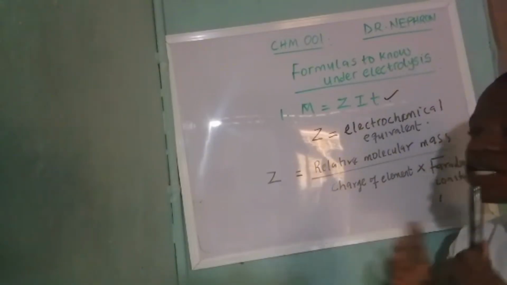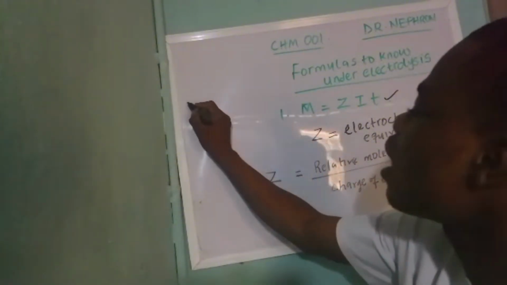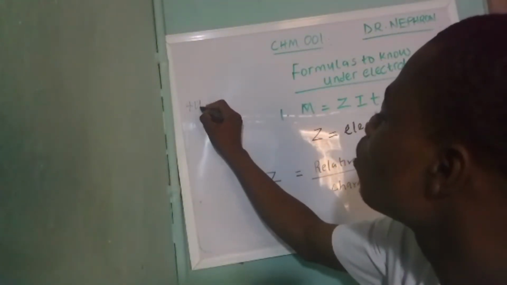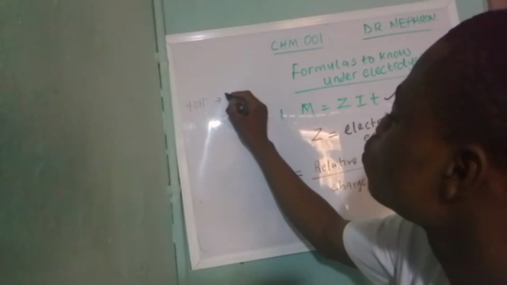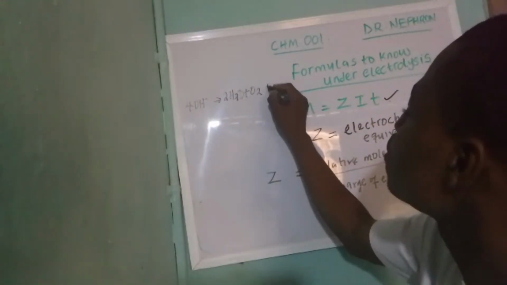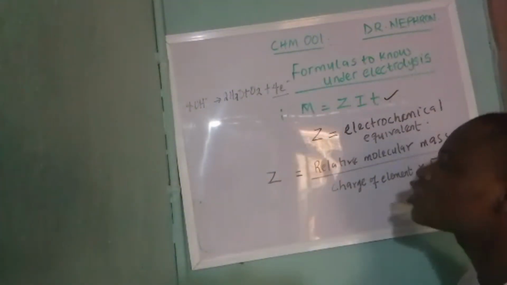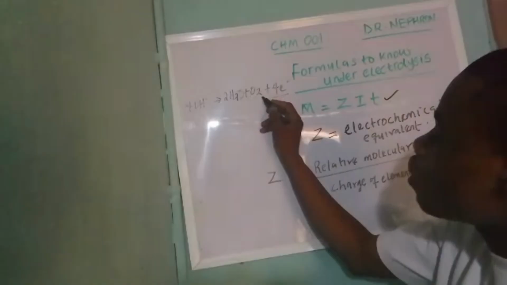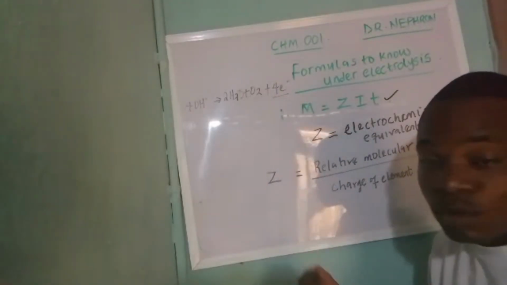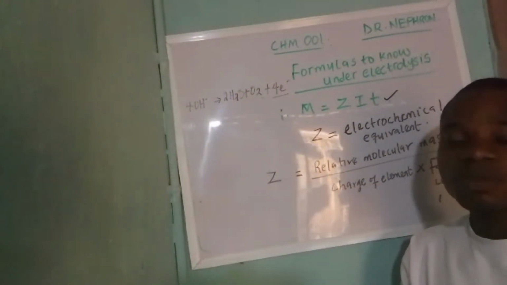If I ask you what's for oxygen, you might say -2. No, because of the reactions. For example, the anodic half equation for oxygen is 4OH minus gives 2H2O plus oxygen gas plus 4e minus. That is, 4 electrons are required to deposit oxygen, so the charge of oxygen here will be 4. This charge means the charge carried by the elements. Sodium is +1, calcium is +2, aluminium is +3.